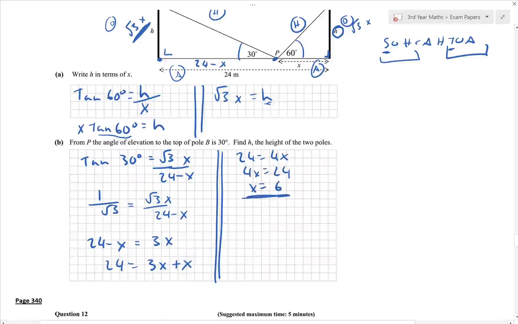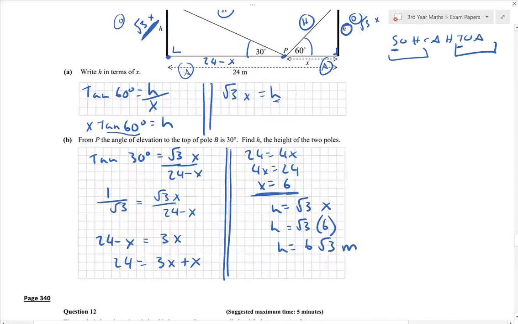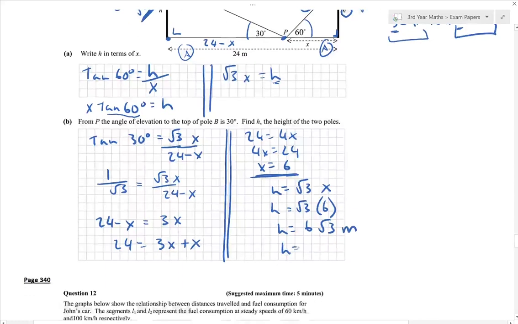So if x is equal to 6 and h is equal to the square root of 3x, then I can say h is equal to the square root of 3 multiplied by 6, or I can say it 6 root 3. And the measure of the units are meters. You can, if you want, because it doesn't ask you, convert it to decimal if you want. But I'd always write it that way first. Okay? The height of the pole is 20.39 meters. Now that question is quite a tricky question, to be fair.